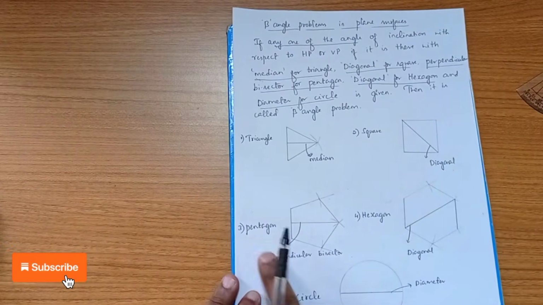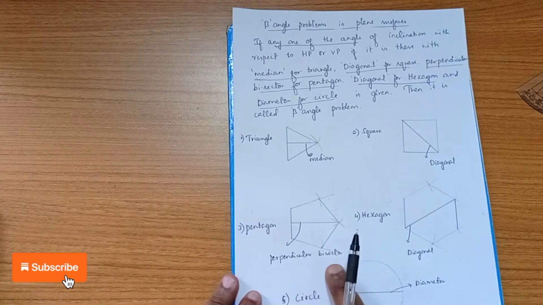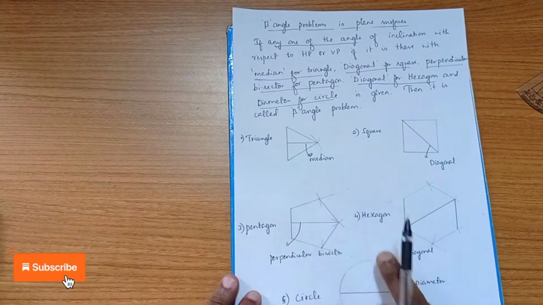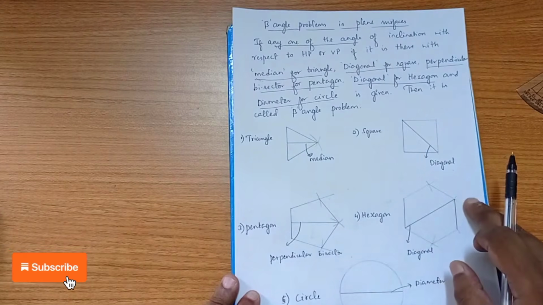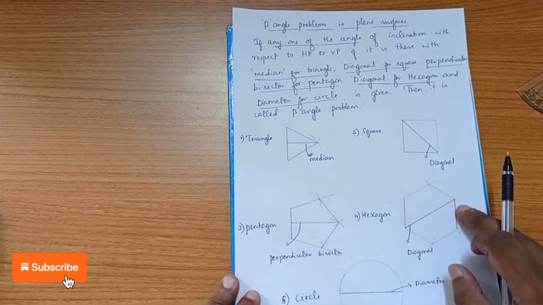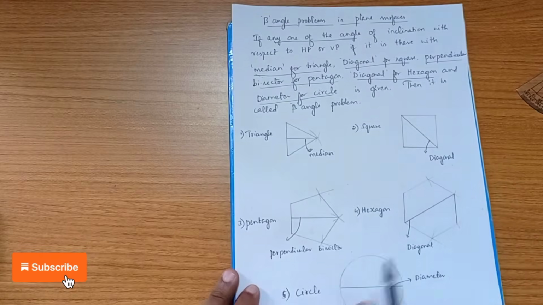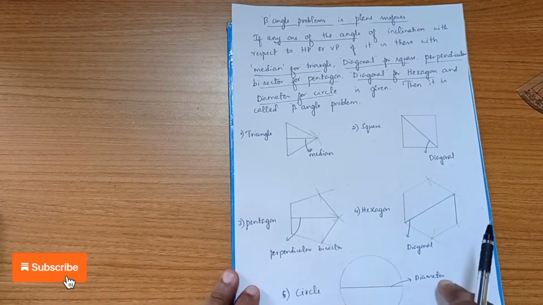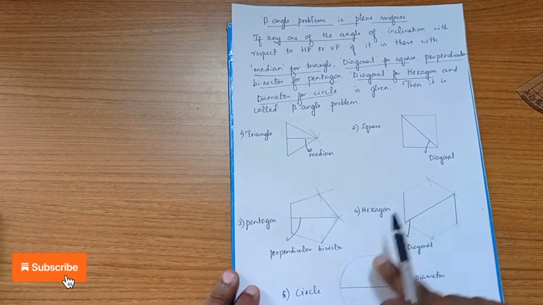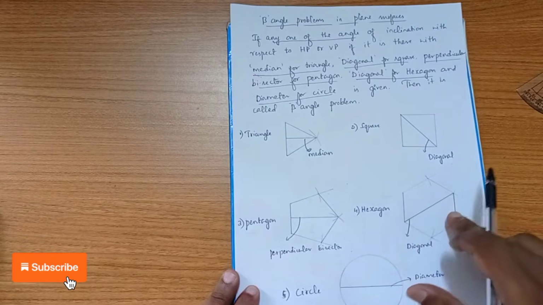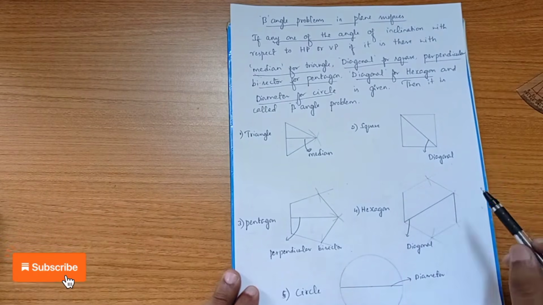Similarly for a pentagon, we have the perpendicular bisector. If this word is mentioned, it means it is a beta angle problem. Similarly for a hexagon, they will mention a word called diagonal. If that particular word is given, it means it's a beta angle. Similarly for the circle, there will be a diameter given. The angle of inclination will be given with respect to the diameter, either with respect to HP or with respect to VP. So that's how we can identify it is a beta angle problem.